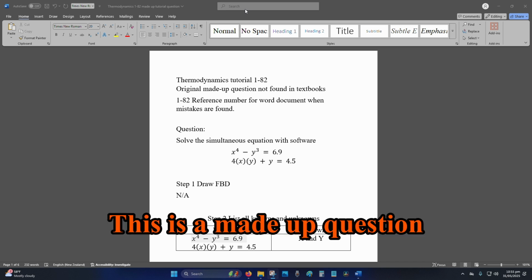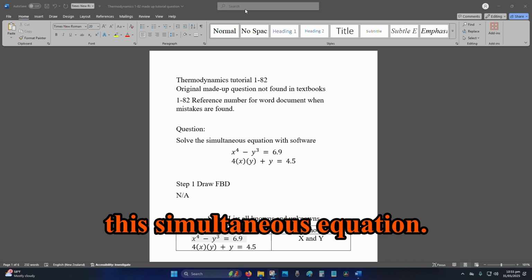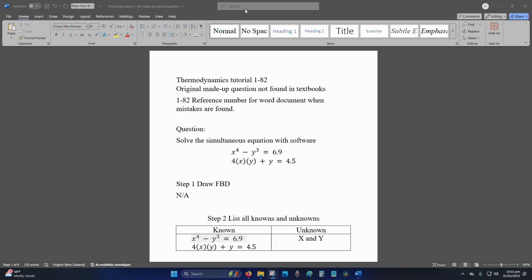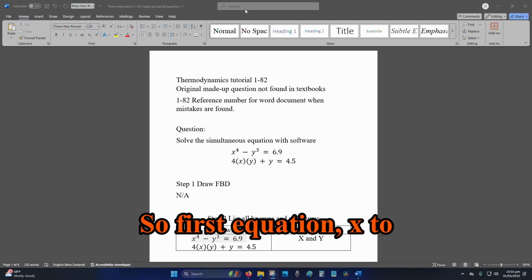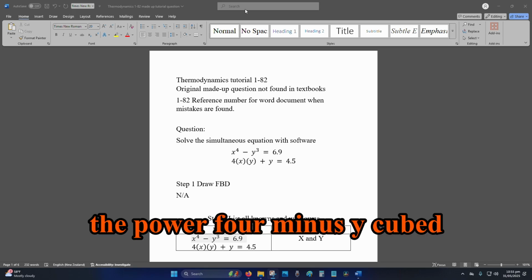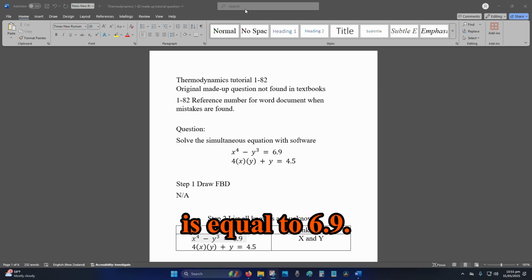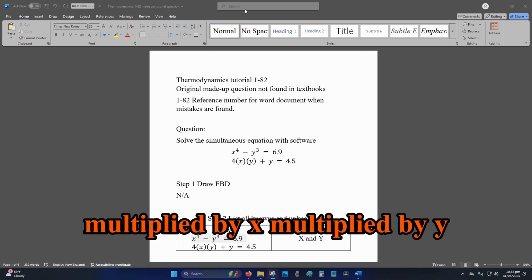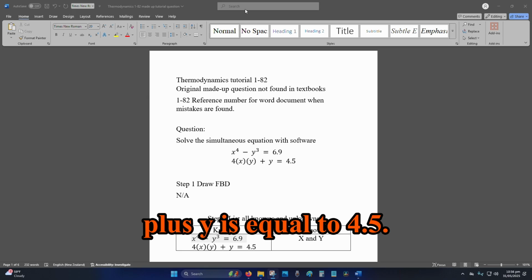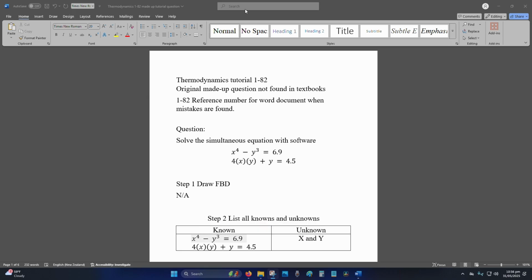This is a made-up question not found in your textbooks. We're trying to solve the simultaneous equation. As you can see, we've got two equations, two unknowns. So first equation, x to the power 4 minus y cubed is equal to 6.9. Equation 2, 4 multiplied by x multiplied by y plus y is equal to 4.5.